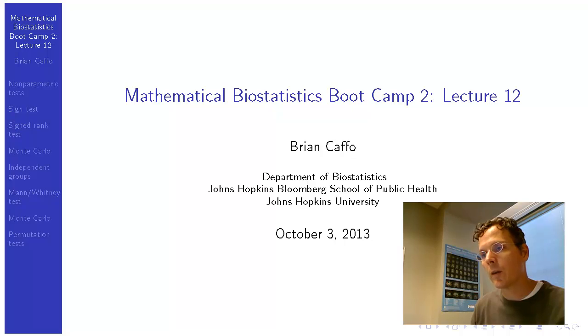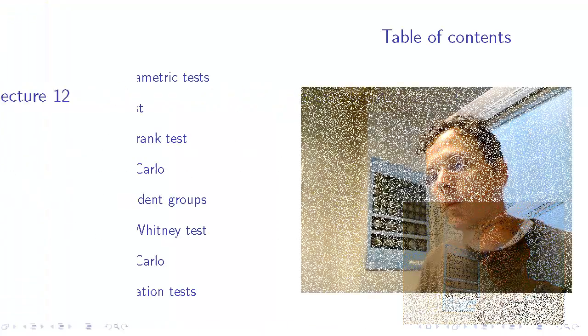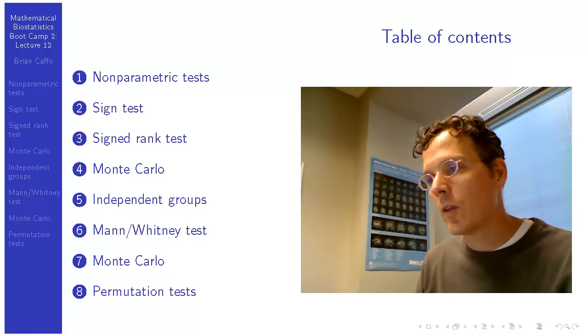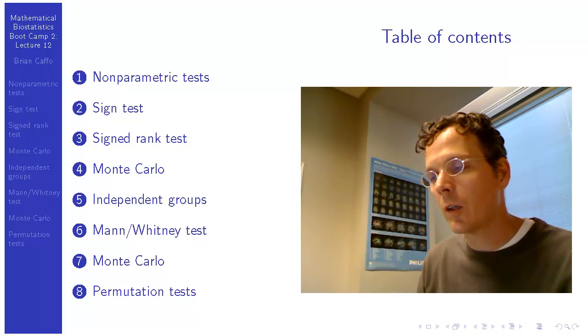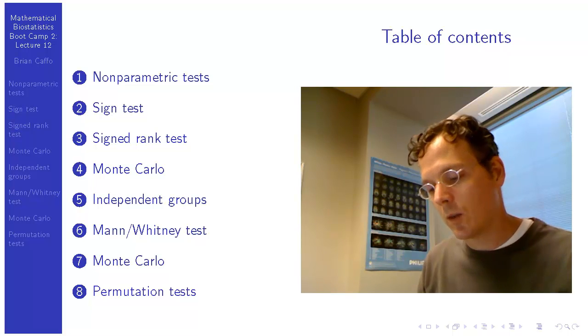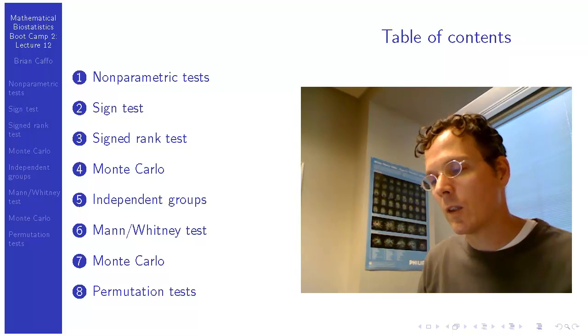We're going to be talking about non-parametric statistics. In this video we're going to be talking about non-parametric tests, which include the sign test, which was useful for paired tests, which is kind of related to McNemar's test, the signed rank test, which is also for paired data. We'll talk about Monte Carlo versions of that test. We'll talk about independent group tests, and then from that the Mann-Whitney test and Monte Carlo versions of that, and then their relationship to permutation tests, which are very closely related.